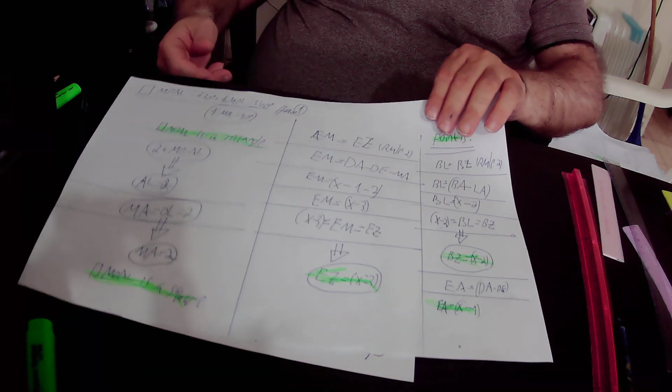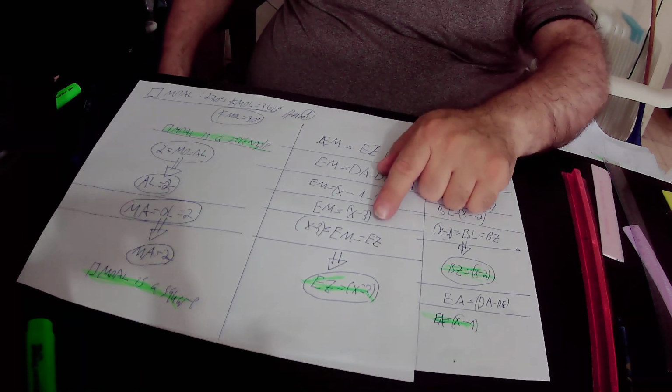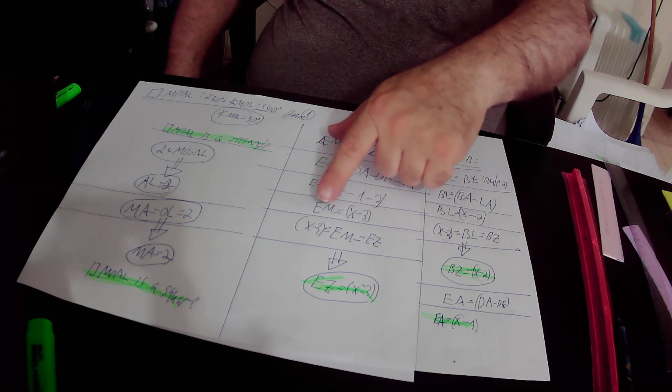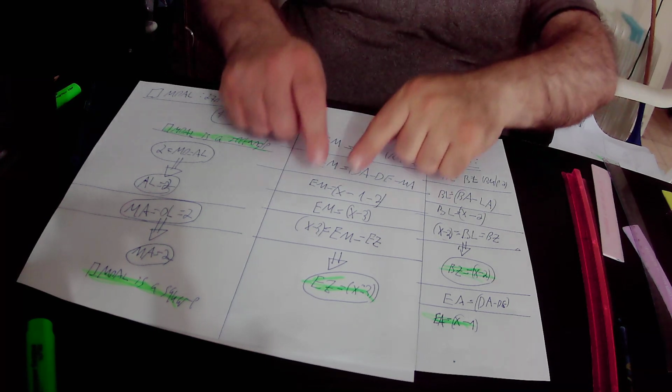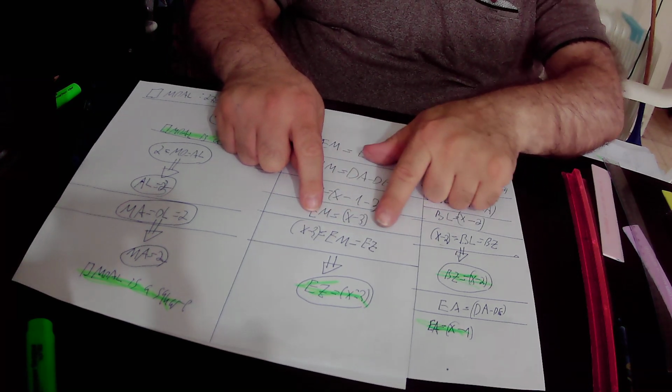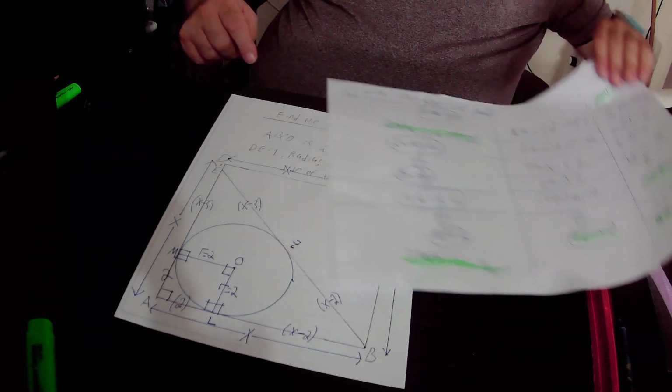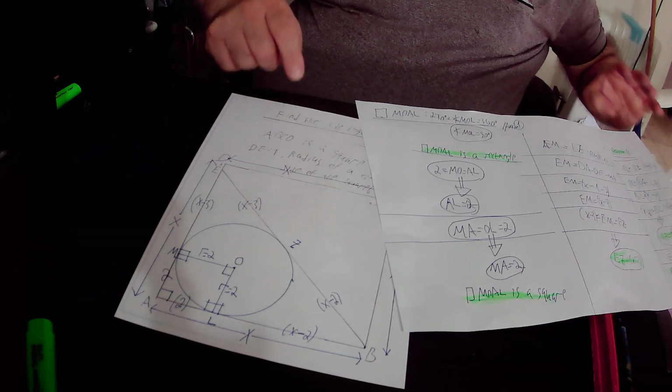But according to rule number 2, we have already found out that EM equals EZ. And we just found out that EM is also equal to X minus 3. So from this equation, X minus 3 equals EM equals EZ, we derive that EZ is also equal to X minus 3. Here EZ is also equal to X minus 3.